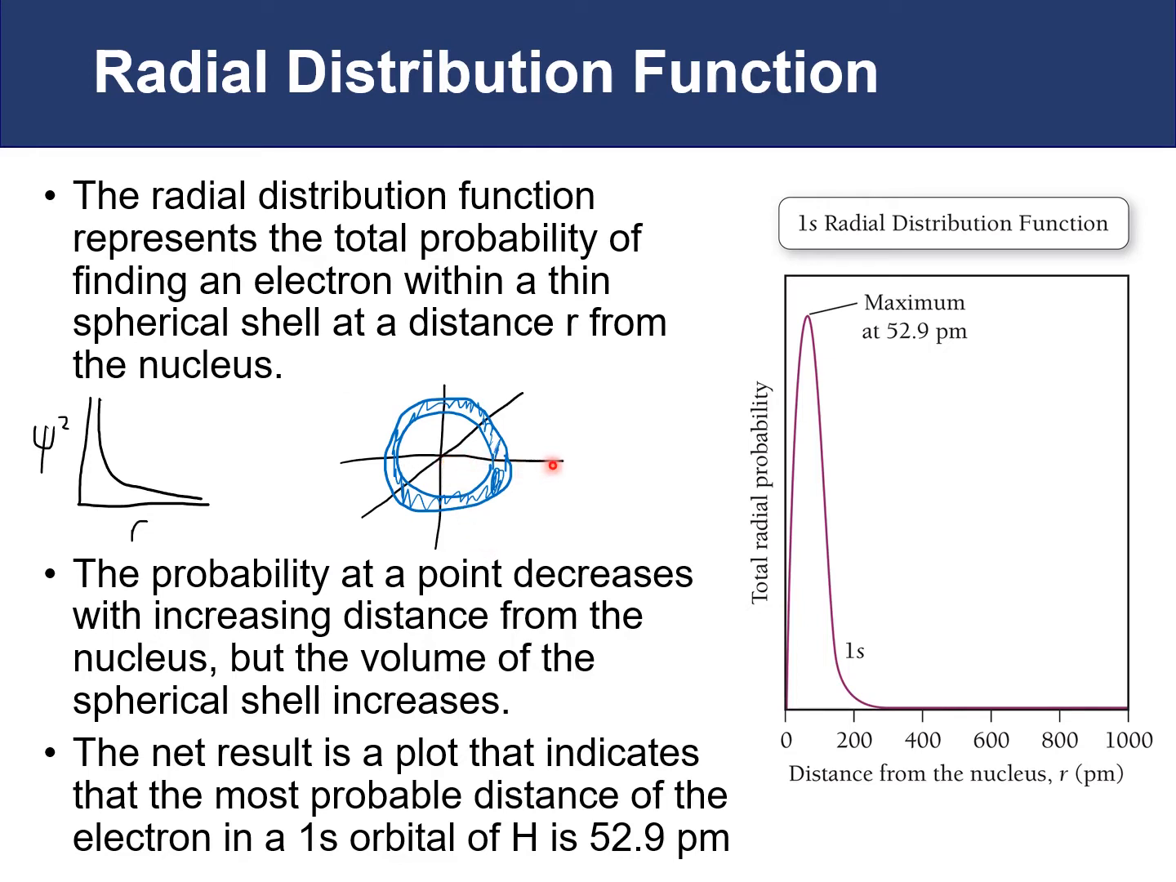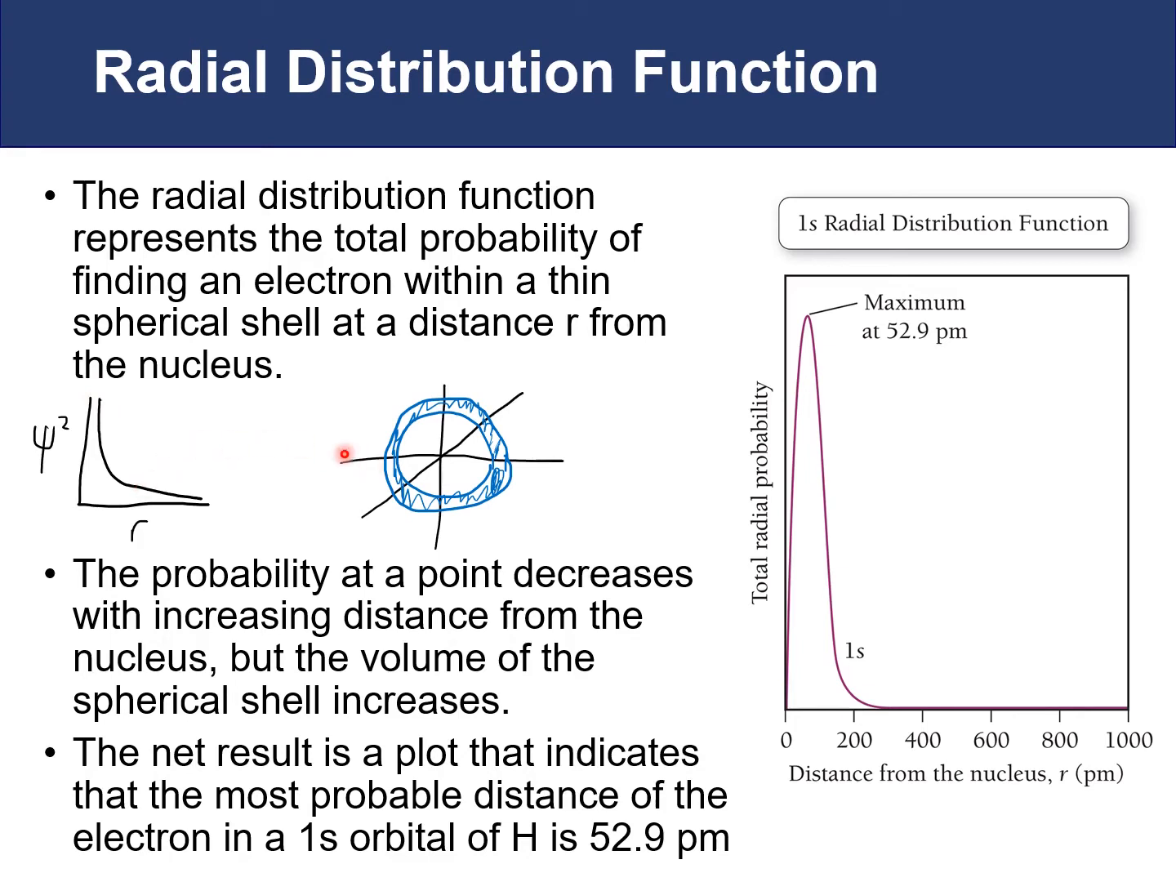So as we go further and further out, the spheres become bigger and bigger, and so they will take up a larger area. The total radial probability is a combination of these two functions. So the radial distribution is going down in value, but we're multiplying that by the volume that we're looking at. So the volume will be increasing as we get away from the nucleus, whereas the probability will be decreasing.